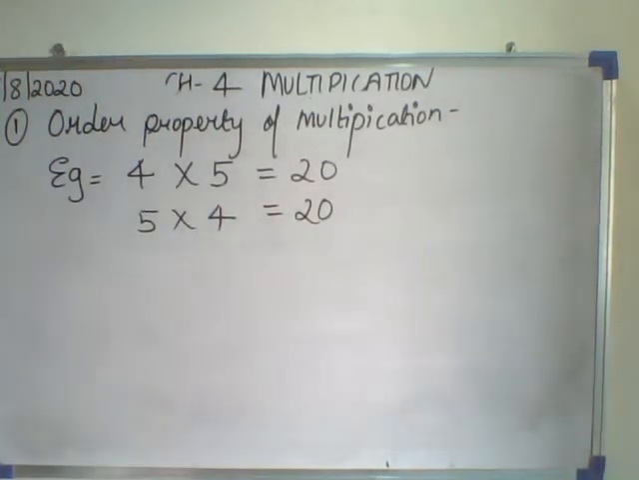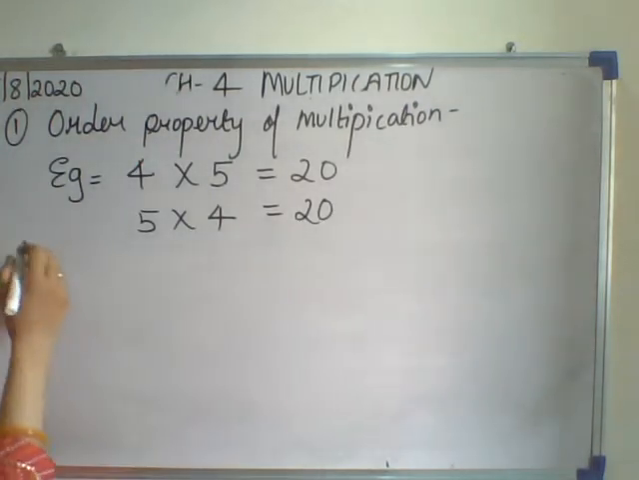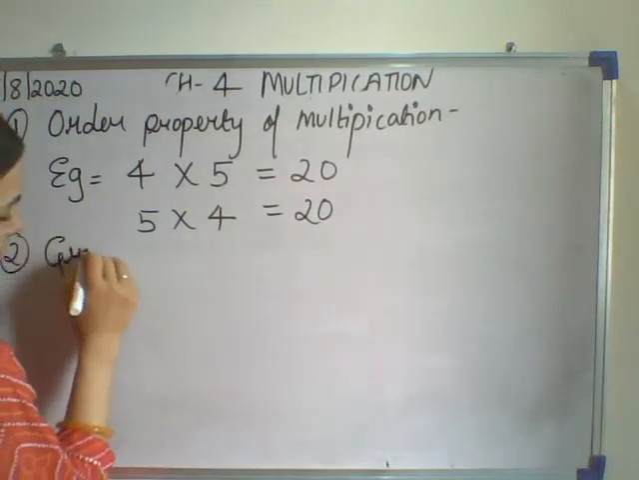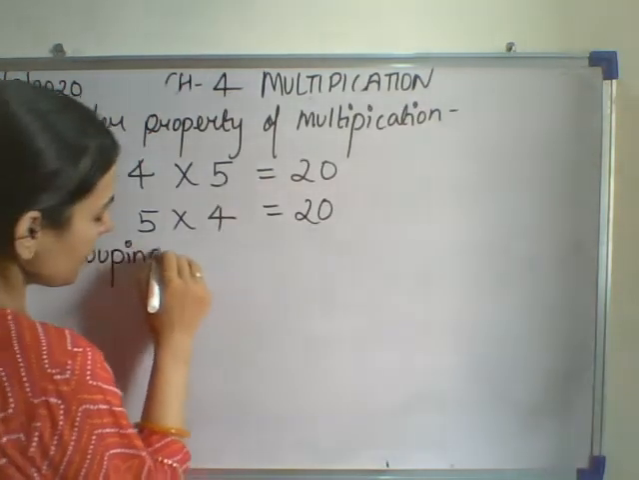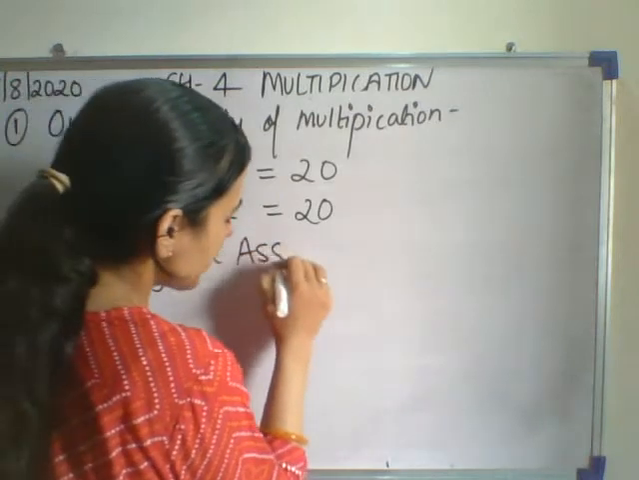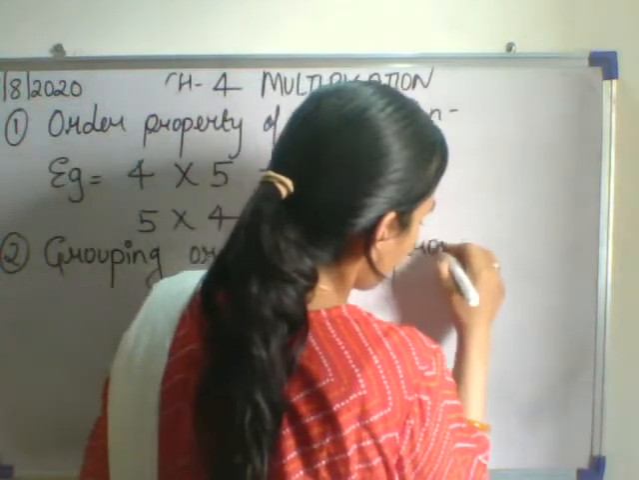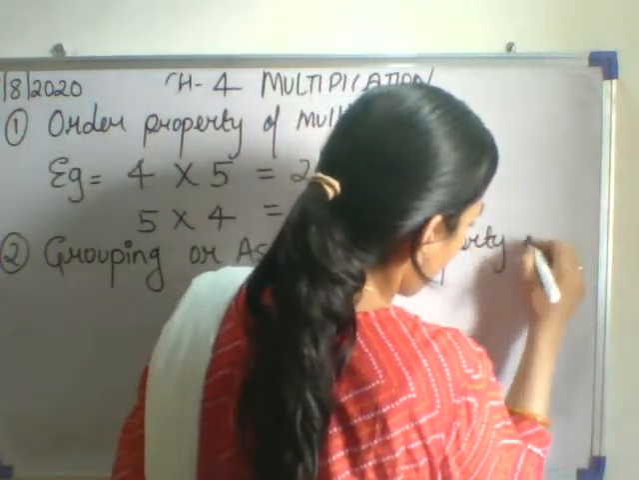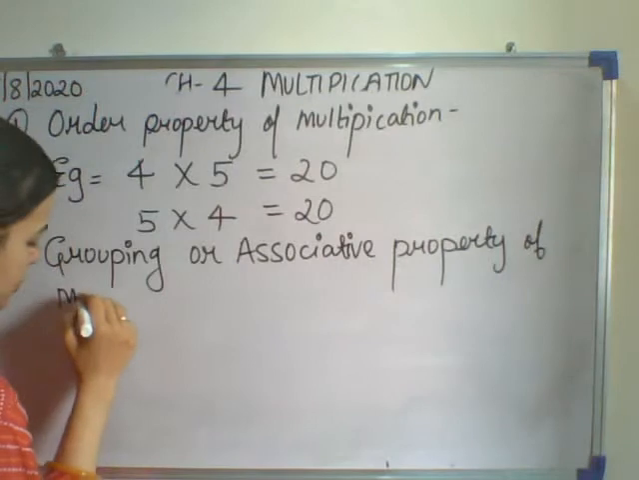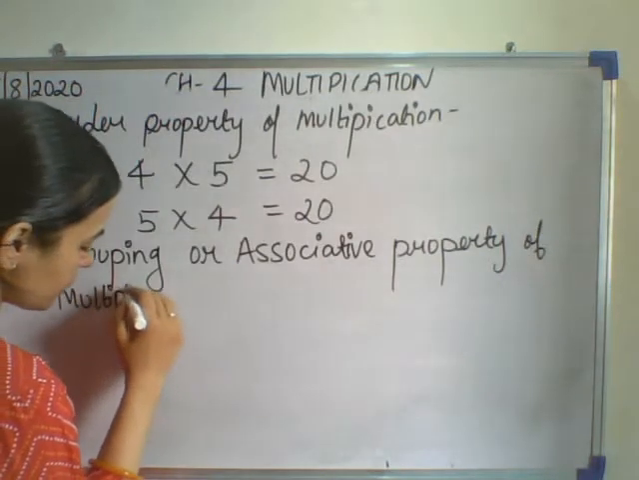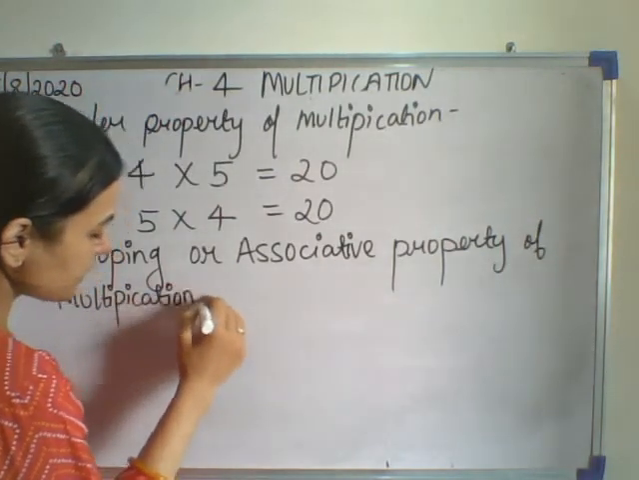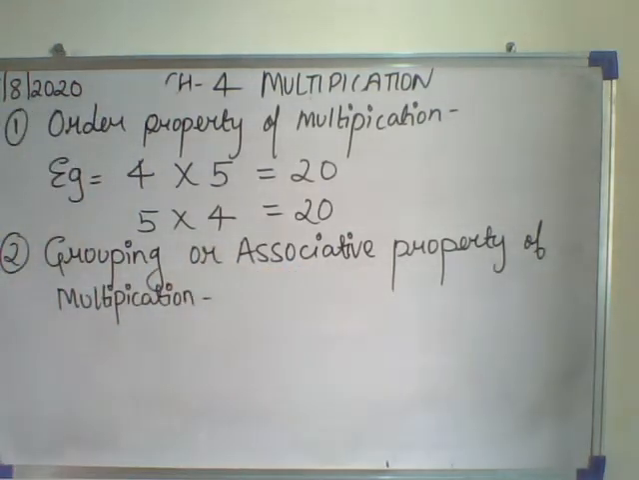Now the second property is the grouping or associative property of multiplication. So what happens in this grouping or associative property of multiplication? If the grouping of the factors is changed, the product does not change.